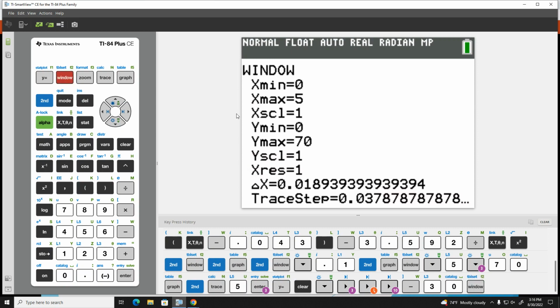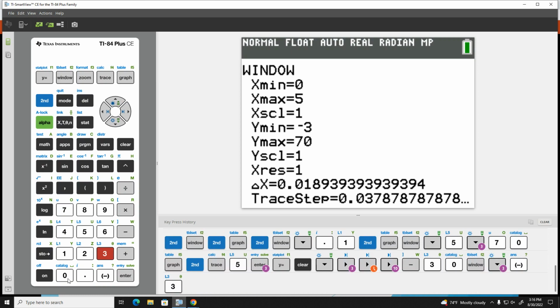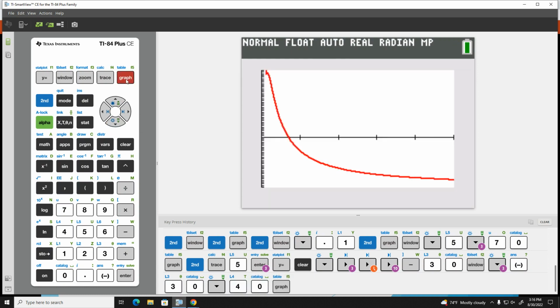So in my window, the X can stay the same, 0 to 5, but the Y should go down by 30. So my Y minimum, I subtracted 30, so I'll put minus 30. And my Y maximum, I wouldn't have to change, but I can. So 70 minus 30 is 40, because those all shift down. So then I look at my graph, and my graph is that same red shape that I saw before, but it has been shifted down, so now it crosses the x-axis. And that point where it crosses the x-axis, that is our 0.